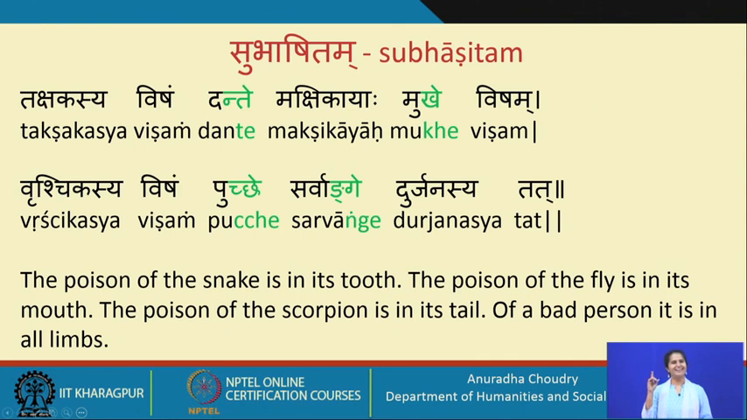Great. Now, can we recite it together? Takshakasya visham dante, makshikayah mukhe visham, vrishchikasya visham puchhe, sarvange durjanasya tat. Uttamam. All right. So, words of wisdom, beware of the company you keep, because it can influence your life and also alter your destinies in many ways if you're not careful enough.